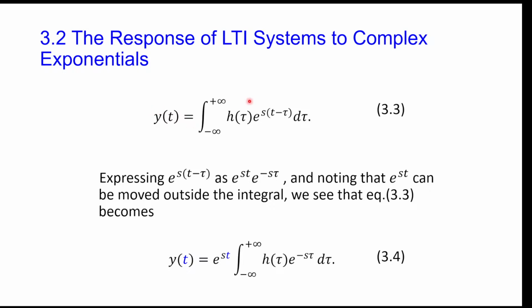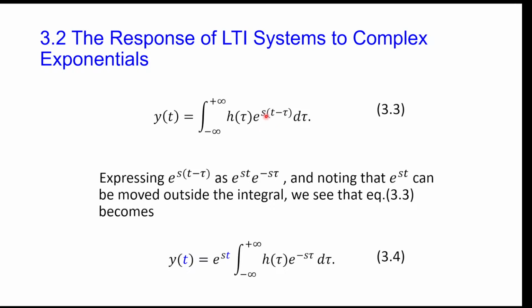So output y of t is equal to the integration of h of tau e to the s times (t minus tau) d tau. And then we just use this property of the exponential: e to the s times (t minus tau) equals e to the st times e to the minus s tau. And basically you look at this and think about which part depends on t.